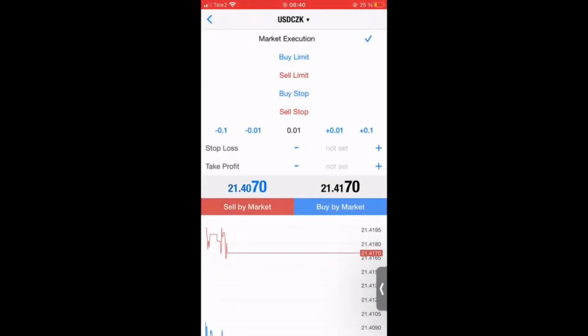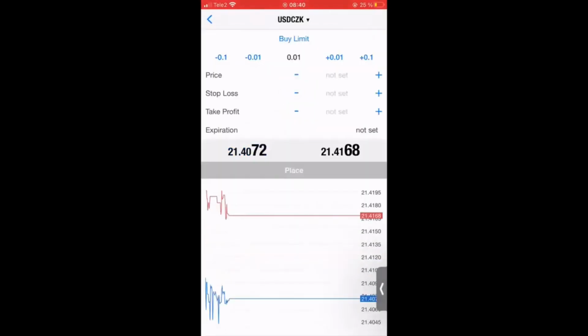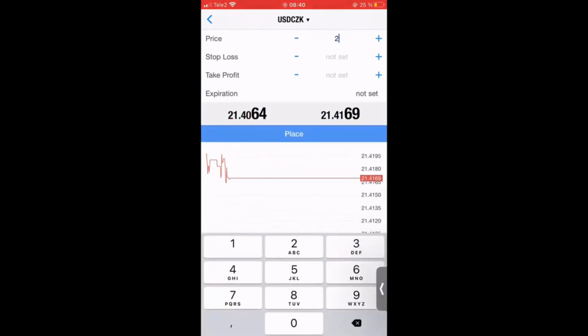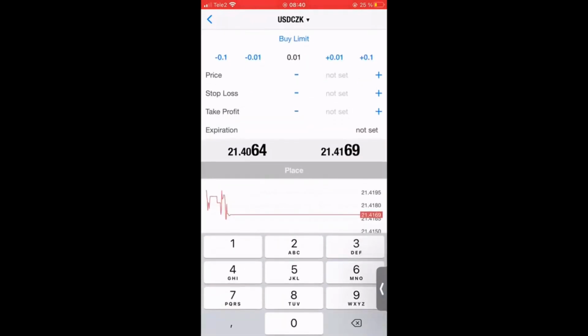If you want to have a buy limit or sell limit order, or any of the below, you're just putting the price here where you want it to activate from, and you have stop loss, take profit, etc.